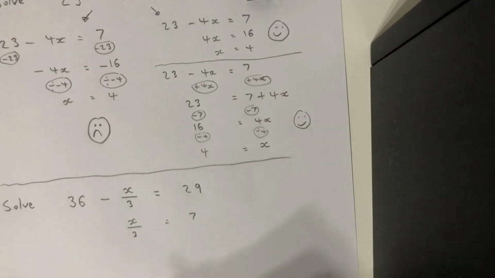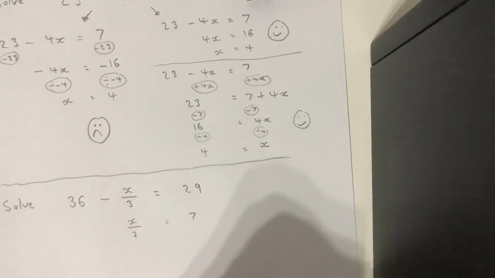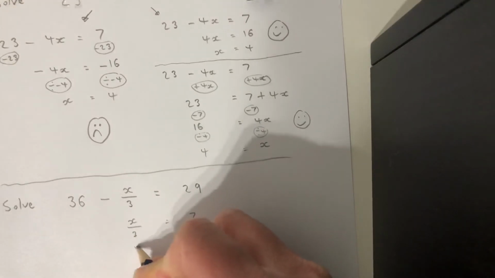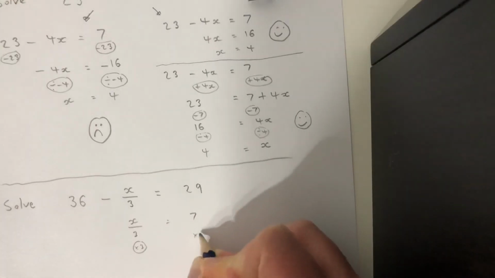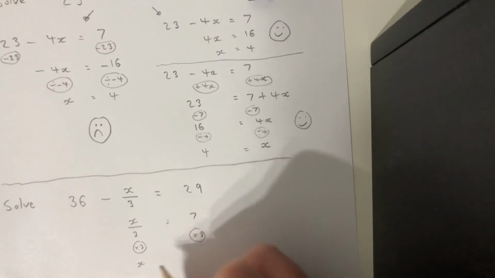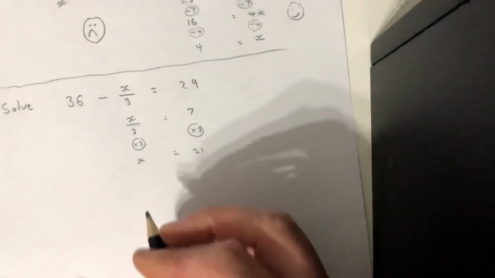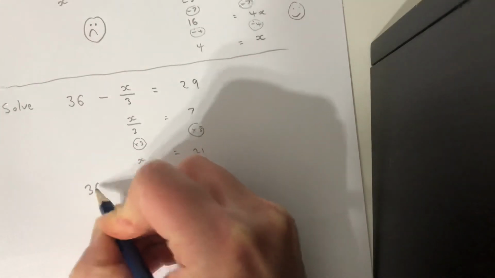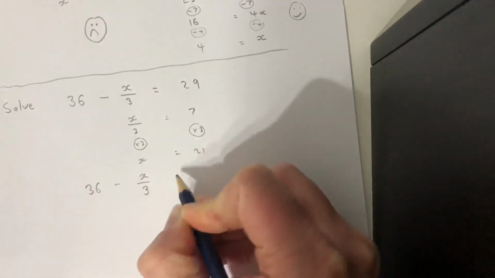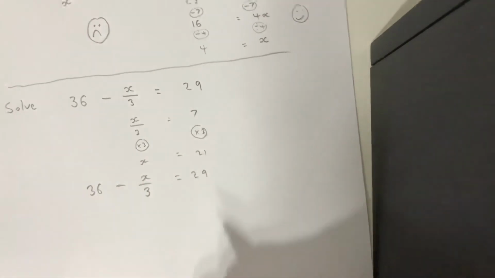Of course, now I can say, well, hold on, what number divided by 3 gives me 7? If I just times by 3, both sides, that will give me x is equal to 21. I think that's the best method. If you want to do the other way, it's okay just to move the term to the other side.